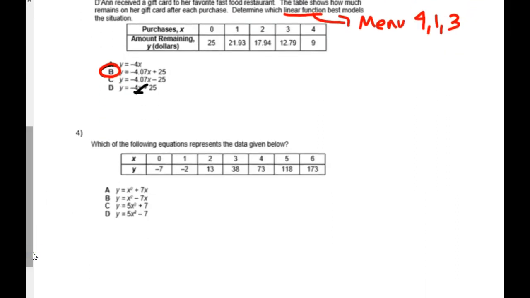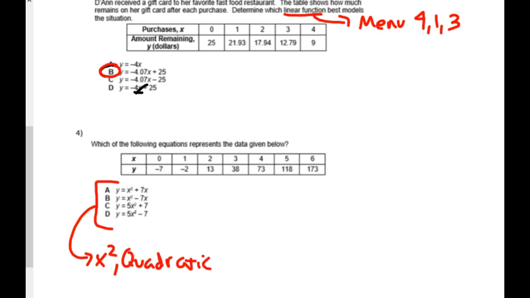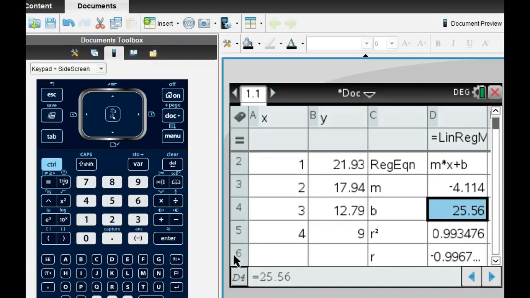Number 4. Okay, which of the following equations? Now, look at all these. These are all x squared, which means quadratic. So that's menu 416. Another way you can tell is by, if you did linear, your r squared would not be exactly 1, but on this one, your r squared should be exactly 1.